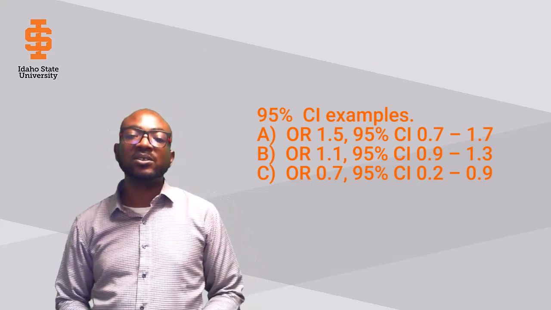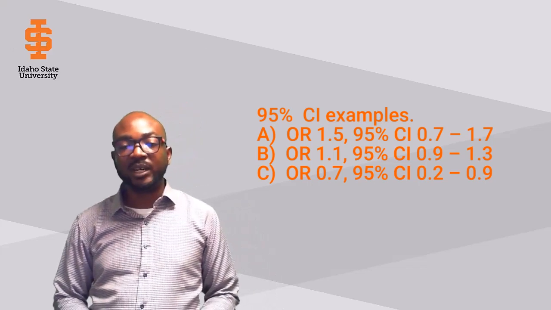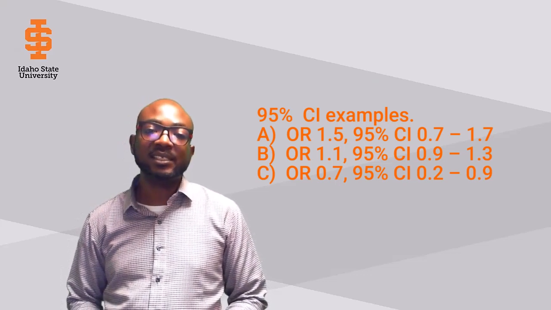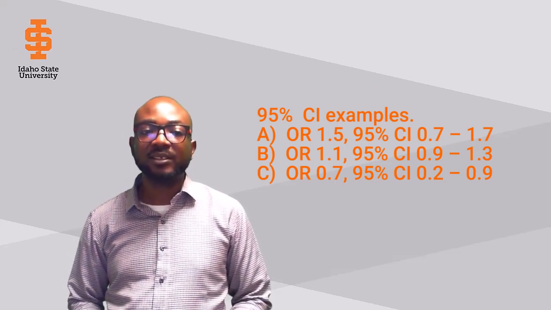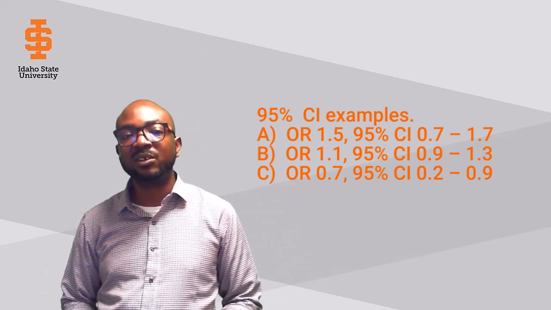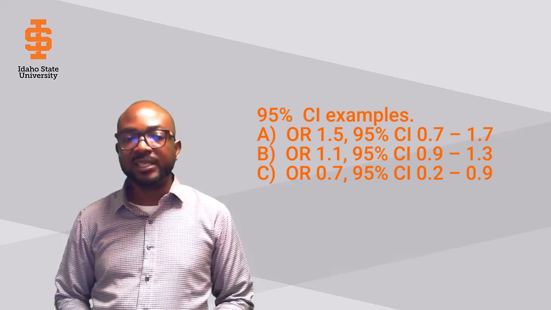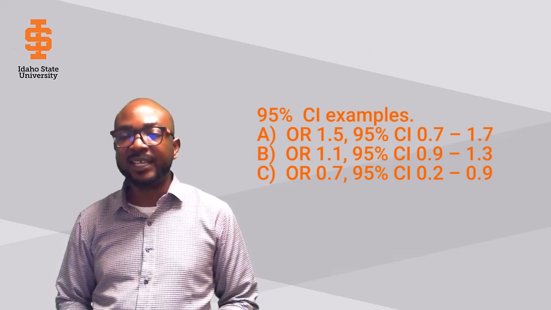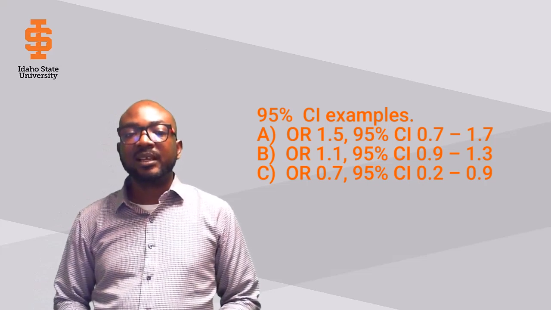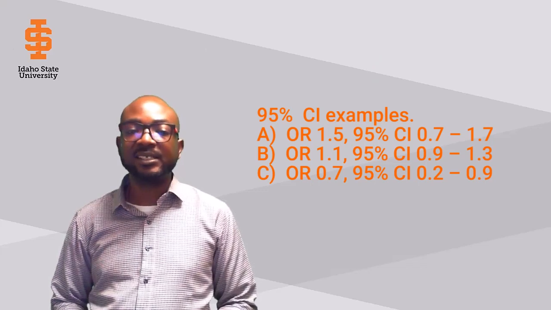If the confidence interval does not cross the null value, in this case 1 because we are talking about a ratio measure, then the confidence interval is statistically significant. So C is statistically significant because it does not cross the null value. A and B cross the null value. B is a more precise confidence interval compared with A and C because the confidence interval is narrower. As A is the widest interval of these three examples, it is the least precise confidence interval.